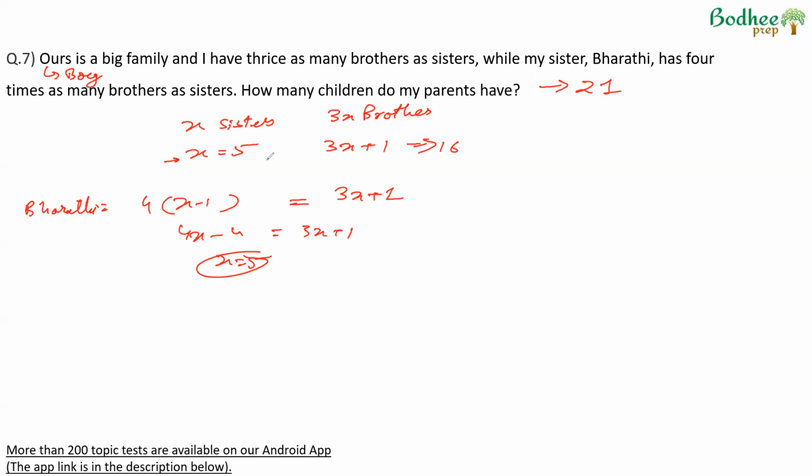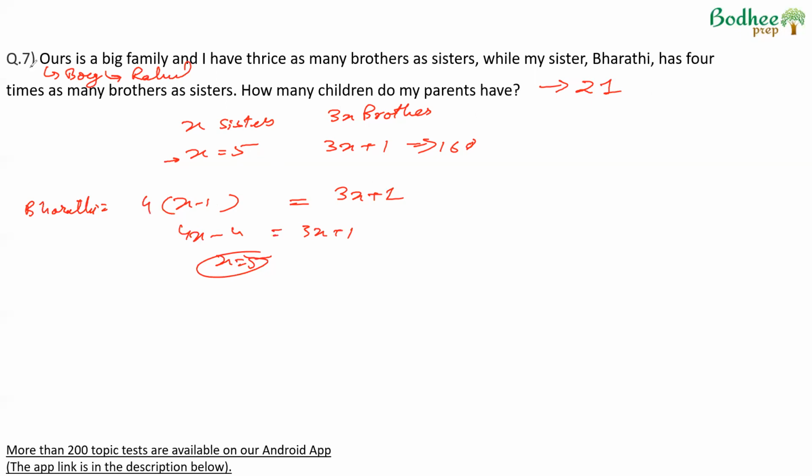Big family. So suppose this person is named Rahul. Apart from Rahul, there are 15 boys. So Rahul will have 15 brothers and 5 sisters. If you look at Bharti, apart from Bharti, there are 4 sisters and 16 brothers. So the ratio will be 1:4.